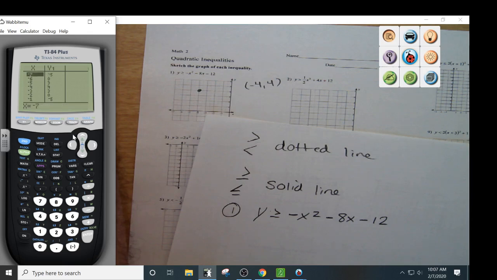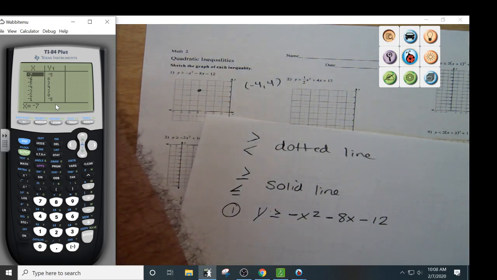Now, so there's my vertex, guys. You can tell it's the vertex in the table because the numbers repeat. It's -5, 3, vertex, 3, -5. Notice that the y values repeat. It's a pattern.